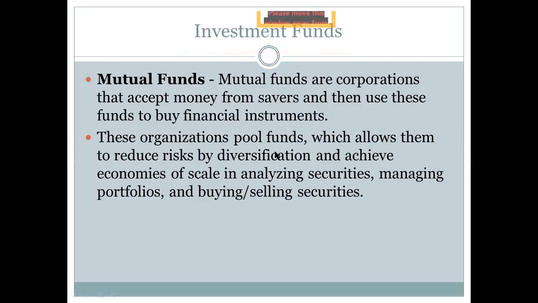So mutual funds are corporations that accept money from savers and then use these funds to buy financial instruments. These organizations pool funds, which allows them to reduce risks by diversification and achieve economies of scale in analyzing securities, managing portfolios, and buying or selling securities.